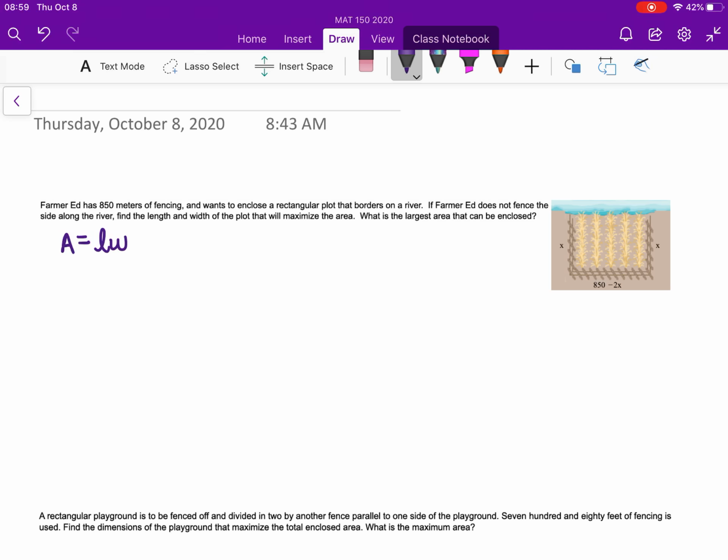So in this case, we think about that as 850 minus 2x times x. Remember, you only do length times width, so you don't need to multiply by the other x. So if I distribute, I get 850x minus 2x squared. Remember that this is A and this is B.